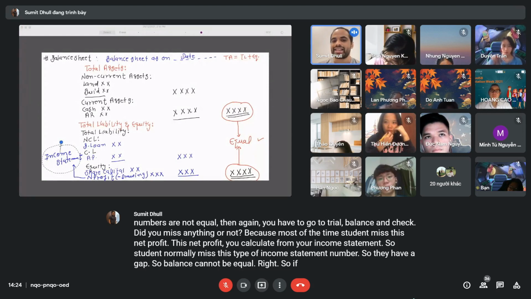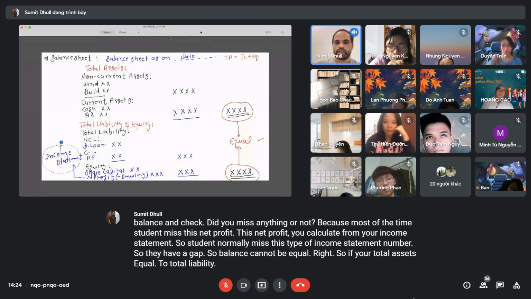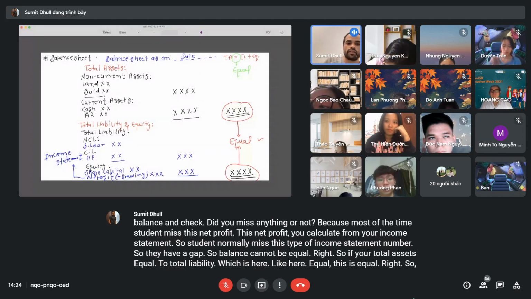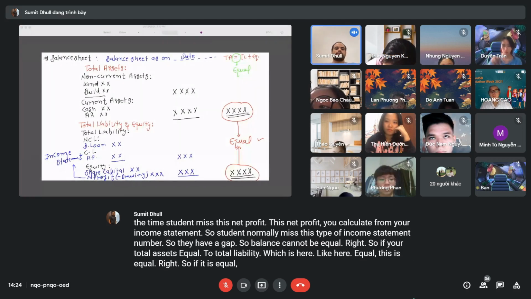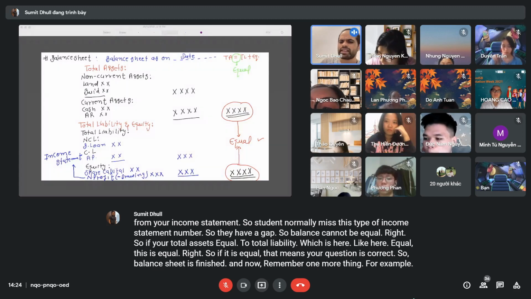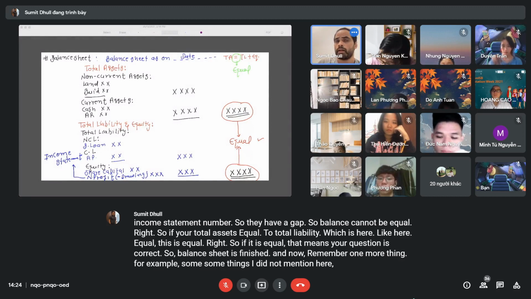So if your total assets equal total liabilities plus equity, which is here, equal, right? If it is equal, that means your question is correct. So the balance sheet is finished. And now remember one more thing. For example, some things I did not mention here, but you have to be careful about it.